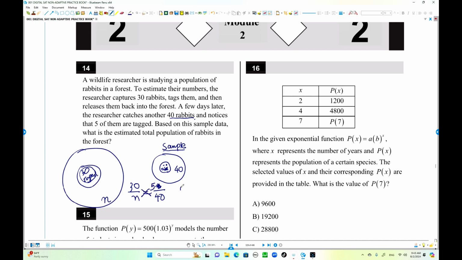So multiplication, 5 times n equals 1200. When you divide by 5, n equals what? 240. So in the forest, there will be around 240 rabbits there, okay?